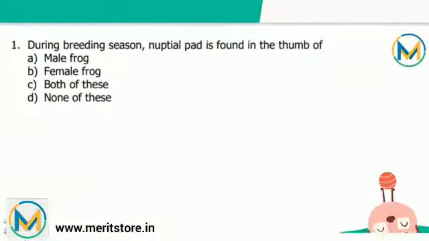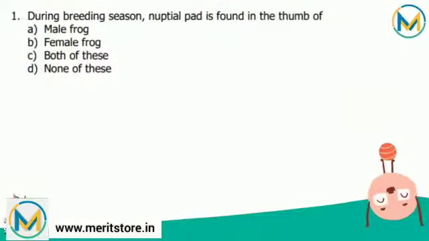First question. During breeding season, nuptial pad is found in thumb of male frog, female frog, both of these, none of these.